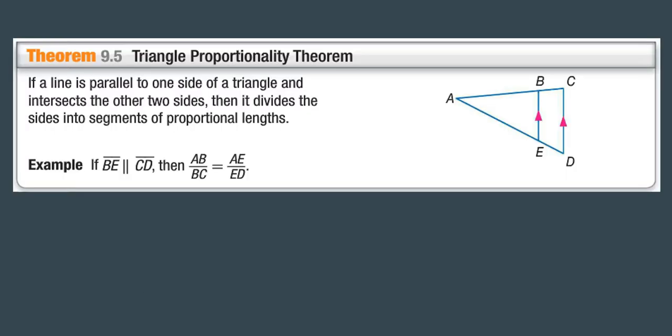Alright, so our first theorem, triangle proportionality theorem. If a line is parallel to one side of the triangle and intersects the other two sides, then it divides the sides into segments of proportional lengths. So in our case, for this picture, we're saying if BE is parallel to CD, then we will know that AB divided by BC is equal to AE divided by ED.